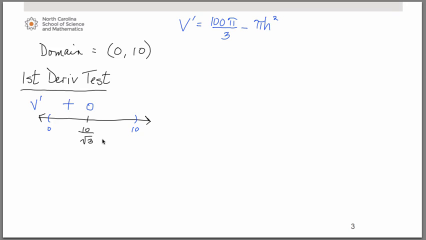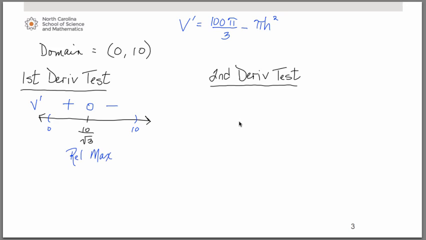If we substitute something larger than 5.774, so for instance perhaps 6, into this derivative, we obtain a negative answer. Since our derivative is changing positive to negative, that tells us the original function is changing increasing to decreasing, which therefore creates our relative maximum.